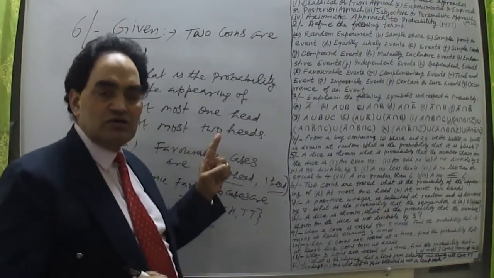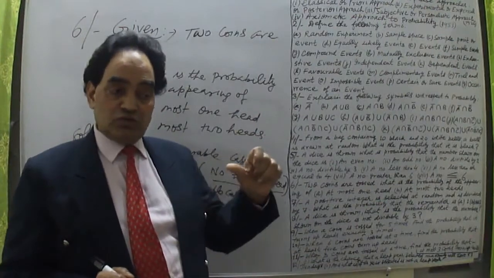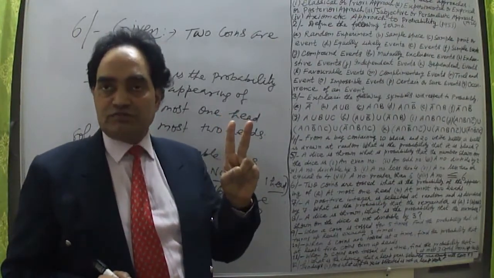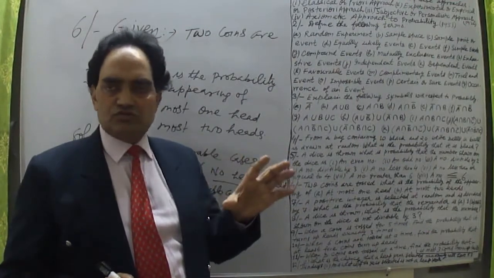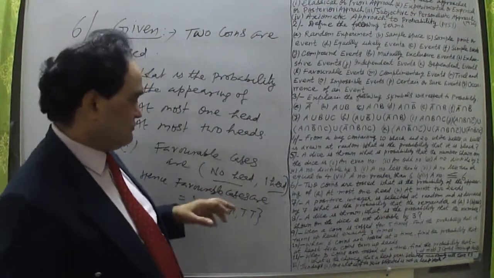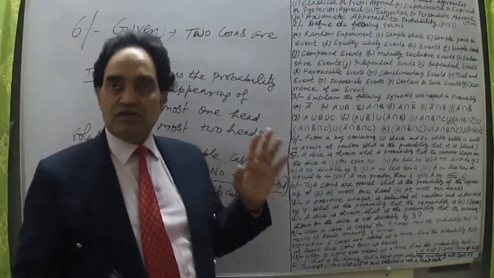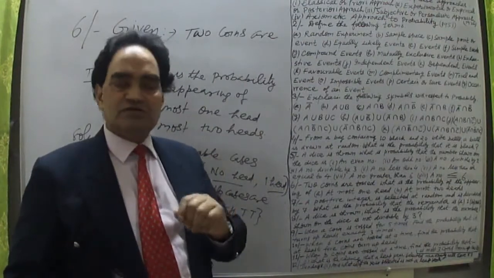Well, a coin has 2 outcomes in one throw. If it is tossed twice, or 2 coins are tossed together, that means 2 raised to the power 2, which means a total of 4 cases. What are the total 4 cases? HH, HT, TH, and TT. These 4 cases are there.